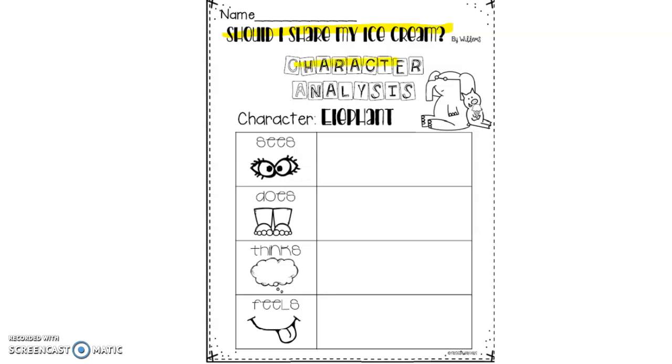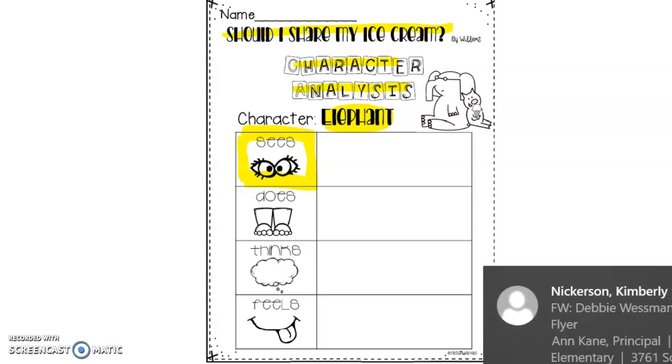The first one is called a character analysis. This is where you take a character from the story and you answer some questions about how they were feeling or how they are seeing things or thinking. This character analysis is going to be done about Elephant. So this is an Elephant and Piggy book, and Elephant was the main character in the story, so we're going to talk about Elephant. The first one is sees.